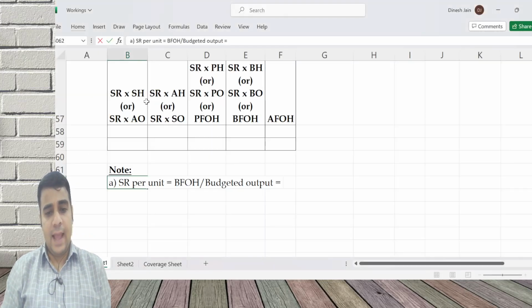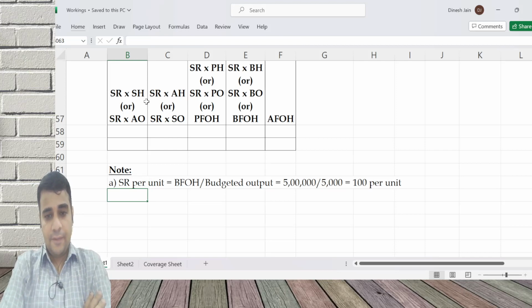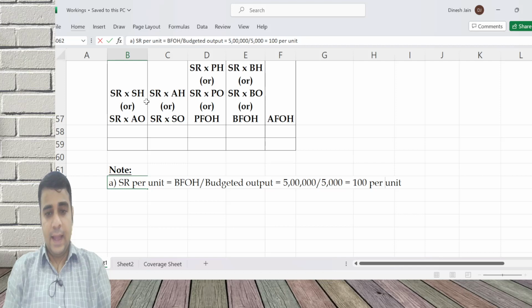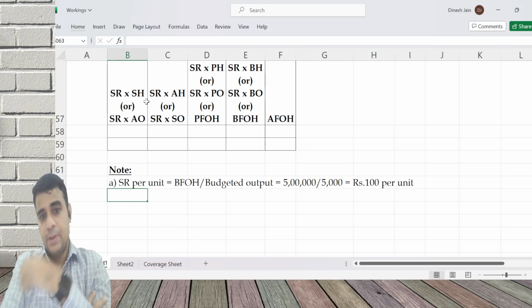So 5 lakh divided by 5,000 is 100 per unit. SR per unit is equal to 5 lakh by 5,000, which is 100 per unit.